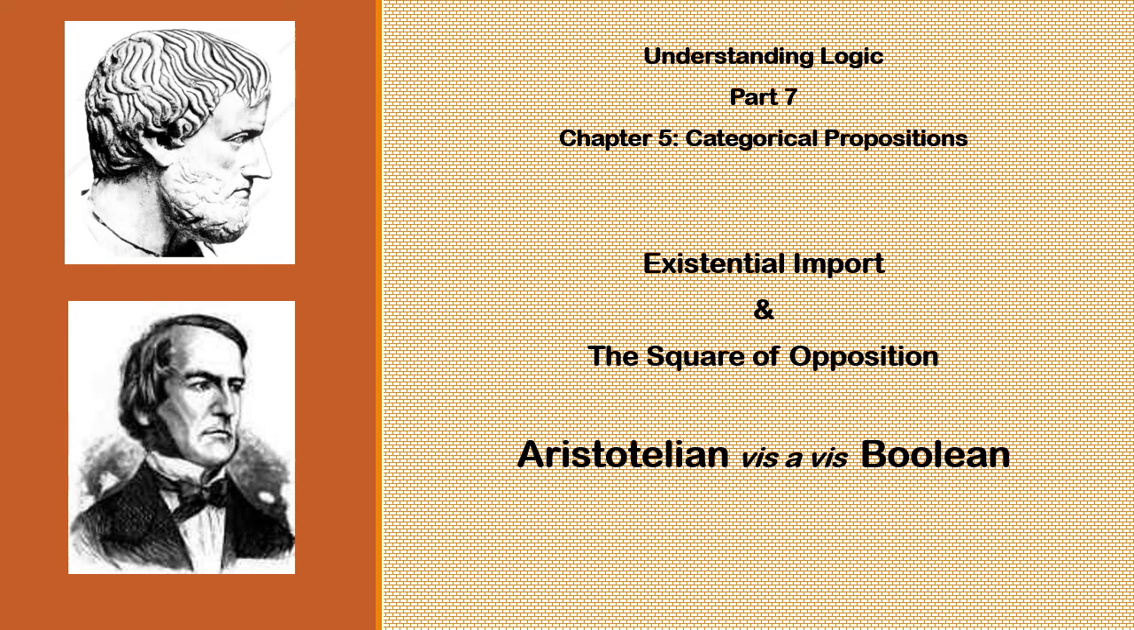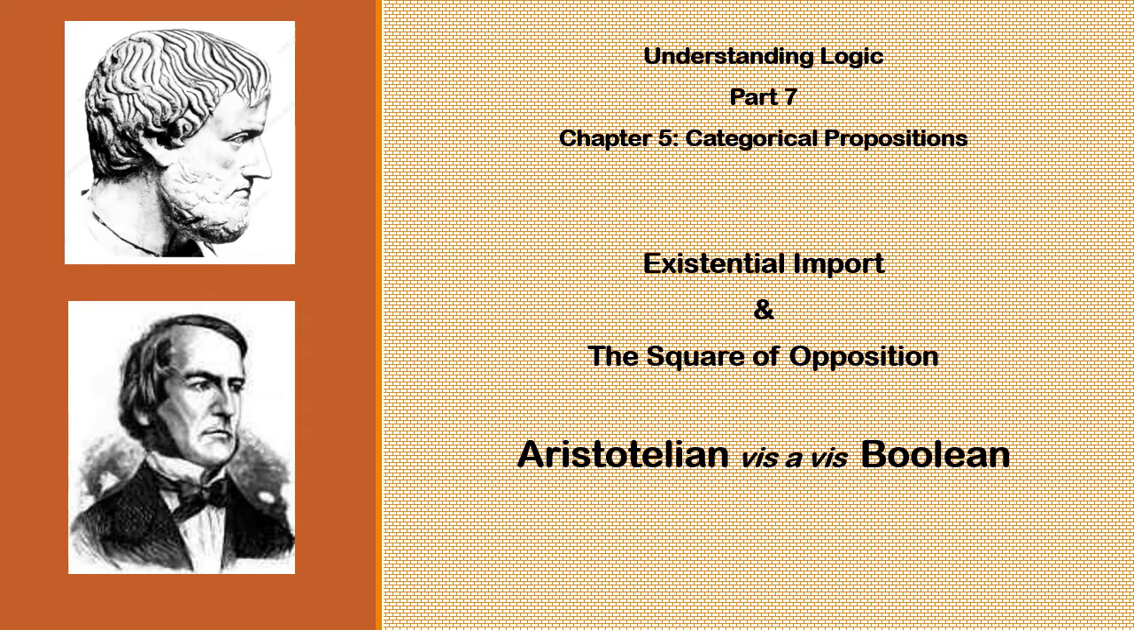Hello and welcome back. In this video, we are going to talk about existential import and the square of opposition. We have talked about the traditional and Aristotelian square of opposition. Now we are going to learn about the modern and the Boolean square of opposition. But in order to understand that, we must first understand what is existential import and what are the problems the Aristotelian square of opposition is facing if we are not taking into consideration the concept of existential import.